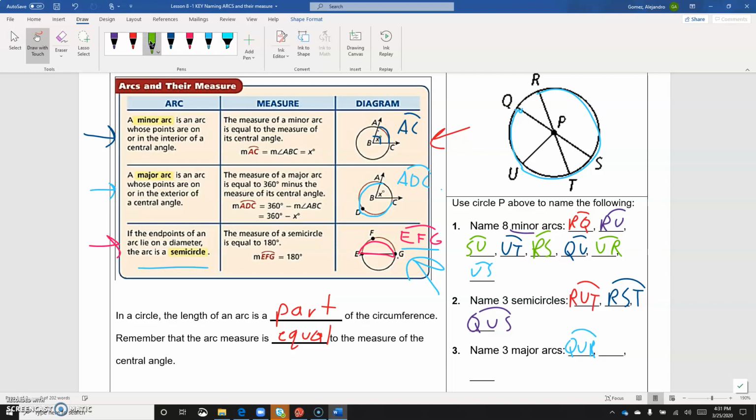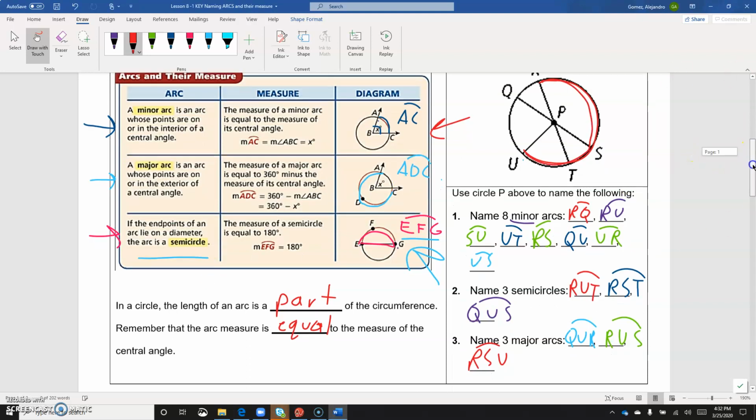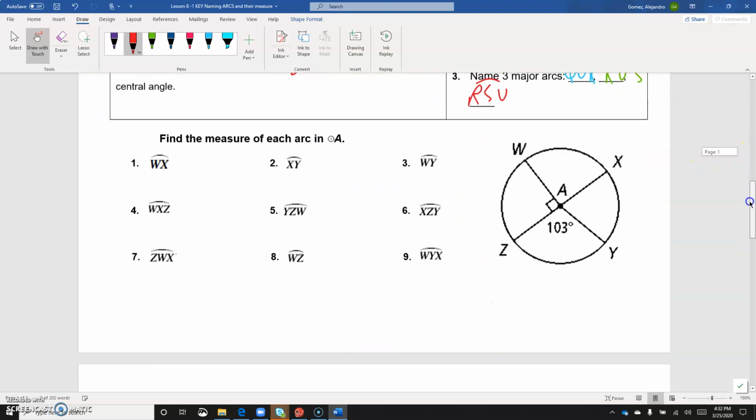Let's do another one. What about RUS? Look at this. I can take from R to U to S. That's a major arc, more than 180 but less than 360. RUS. Go ahead and pause the video, see if you can come up with your own. Okay, I did RSU. So look, I went R to S to U. All right, let's go ahead and continue. Got to pick up the pace a little bit here.